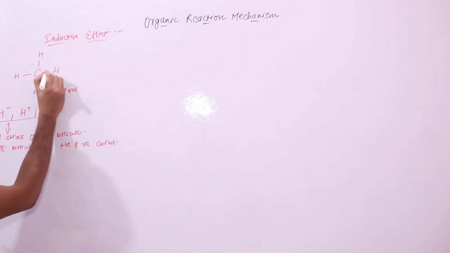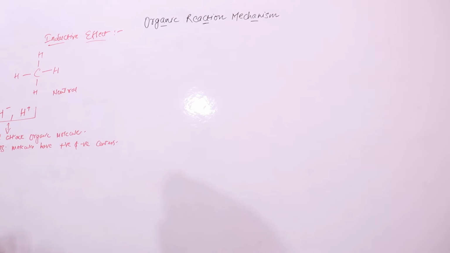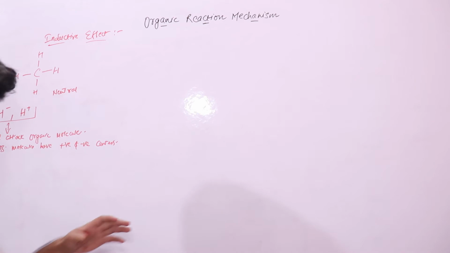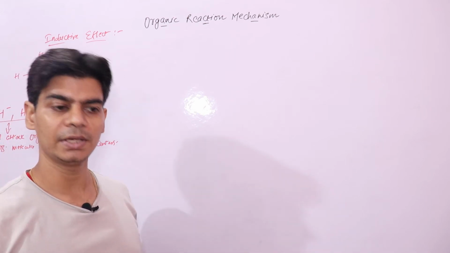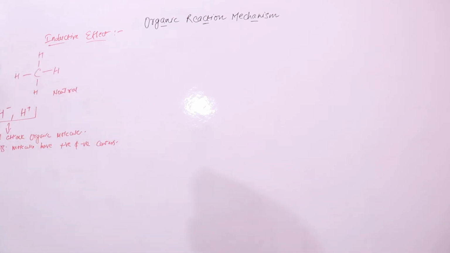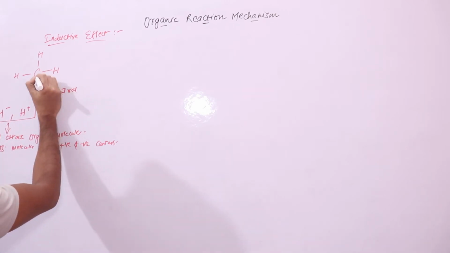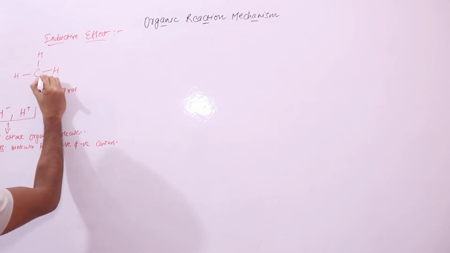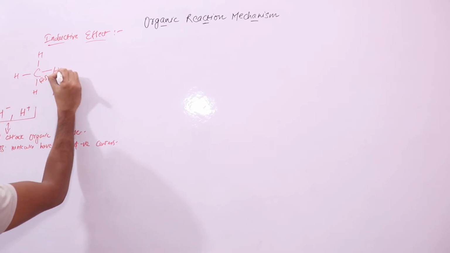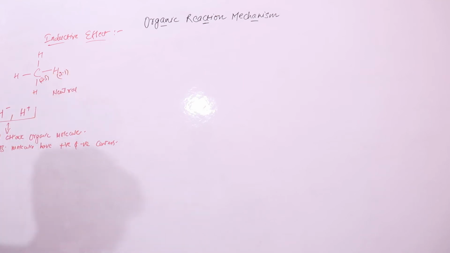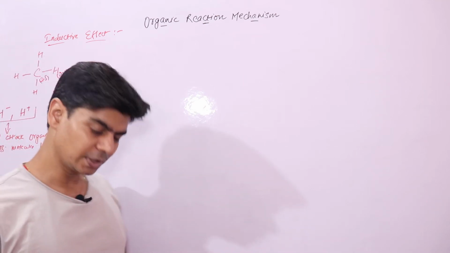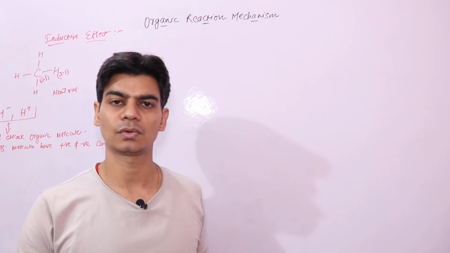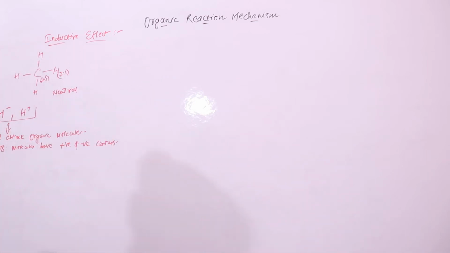Now the first thing is, why is this molecule neutral? Or the other way we can say, why don't we have any positive or negative center in the methane molecule? It's because the electronegativity of carbon and hydrogen is almost the same, 2.5 and 2.1. What is electronegativity? It is the ability of an atom to attract the shared pair of electrons towards itself in the bond.